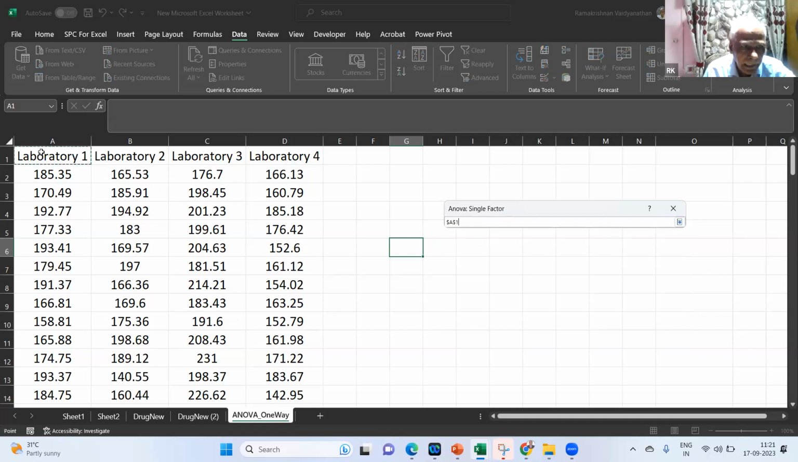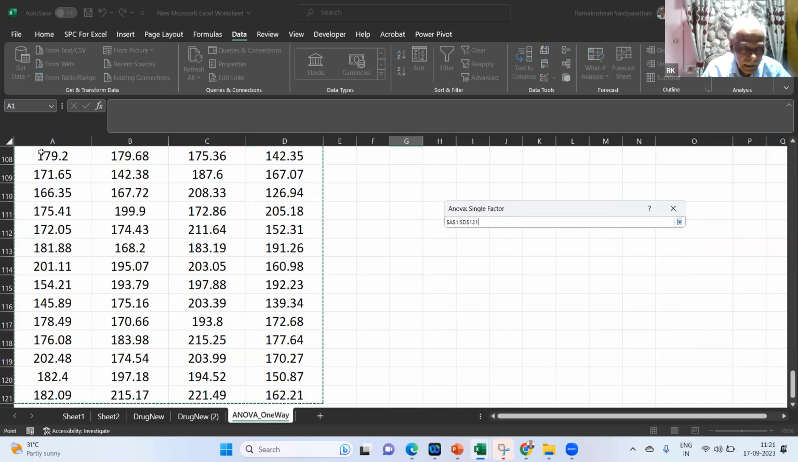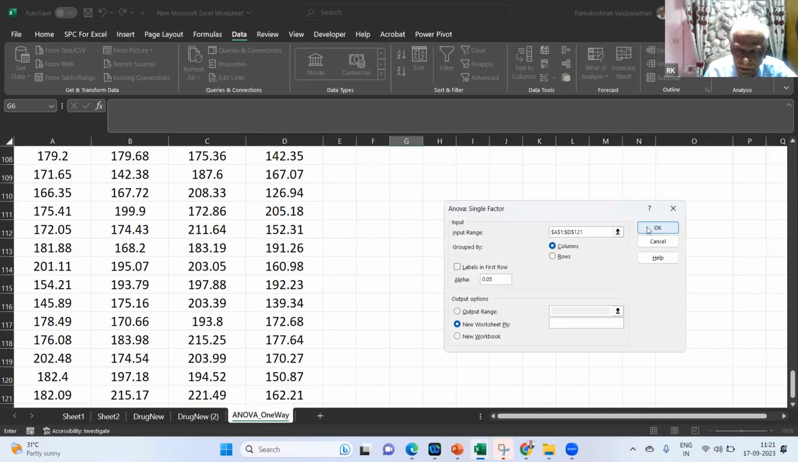I'll go to the A1 cell and right shift click, selecting all the 4 columns, and then control shift down. I'm clicking. All the 120 cells are selected. A1 to B121 is selected. So I'm convinced. Click OK. The grouped by columns, because each column represents one group. This is what somebody was mentioning as label or variable. Please note this is group or column or field, whatever.